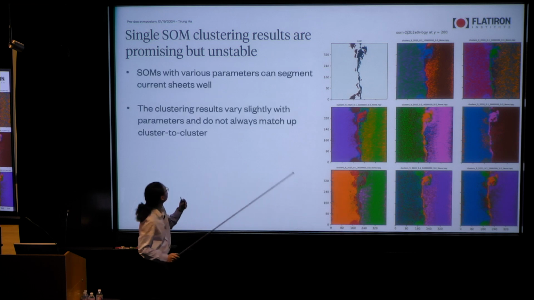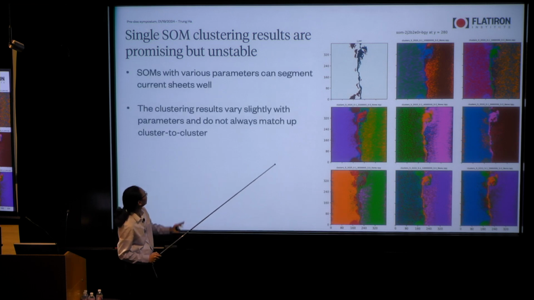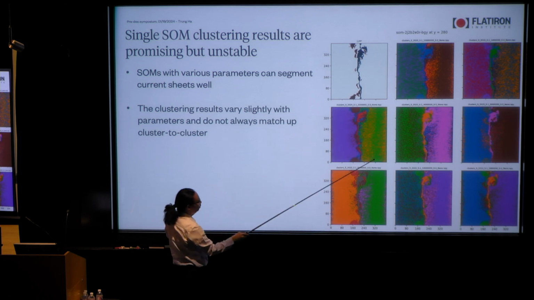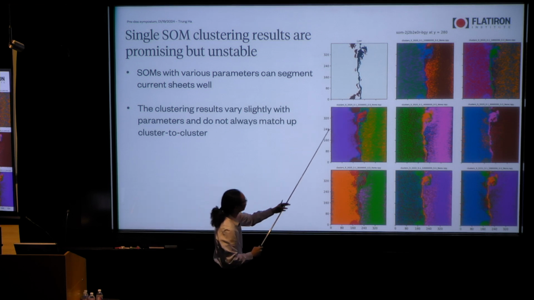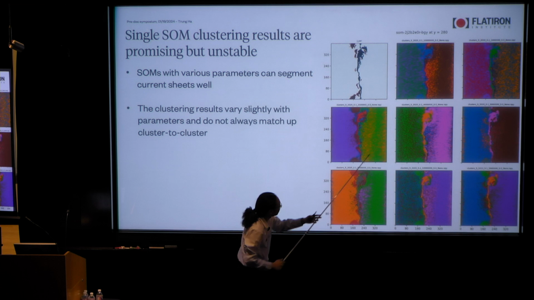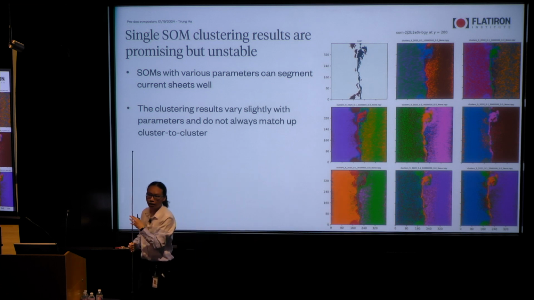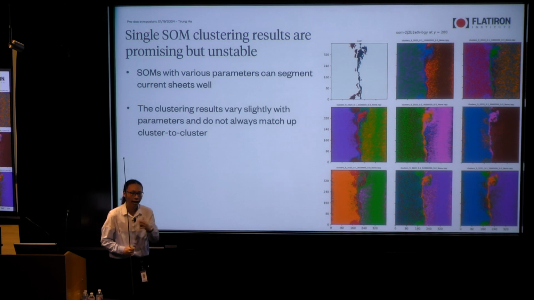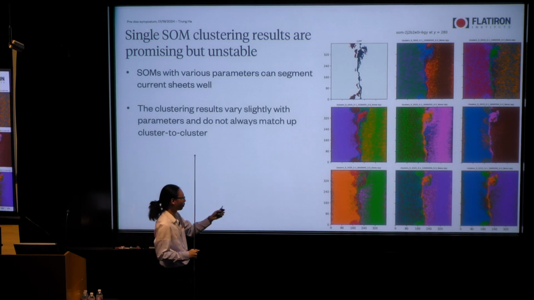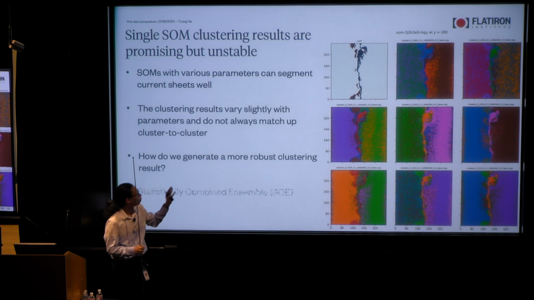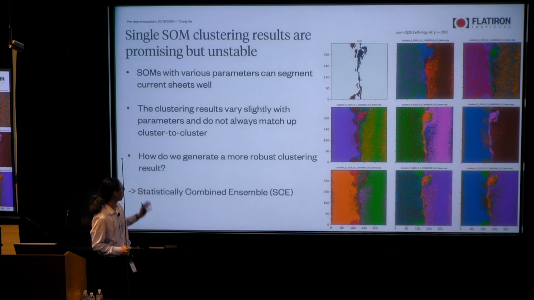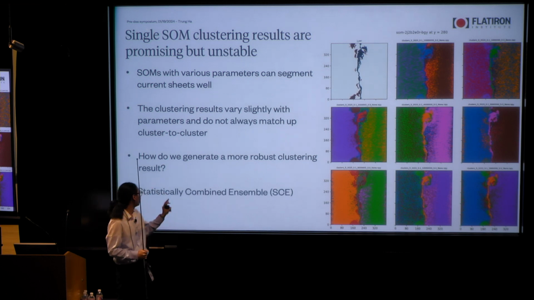However, the slight problem with that is that they don't always match up with each other. You can see that each of these clusters has a different color, meaning that the SOM is assigning a different cluster every time. So how do we fix this problem? How do we generate a more robust clustering result? Well, we can do that via a statistically combined ensemble.